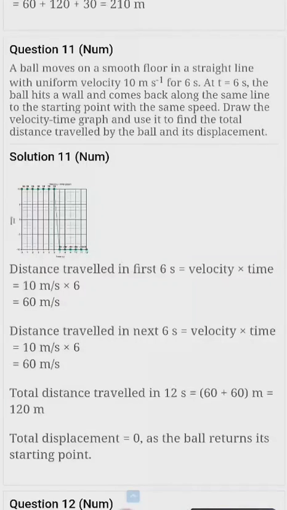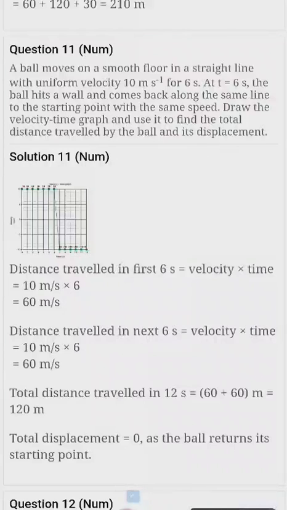A ball moves on a smooth floor in a straight line with uniform velocity 10 meter per second for 6 seconds. So imagine a ball is rolling in front of you for 6 seconds with a speed of 10 meter per second. After 6 seconds, the ball hits the wall and comes back along the same line to a starting point with the same velocity. Means the ball is going, it is hitting the wall and it is coming back with the same velocity. So if it takes 6 seconds to go, it will take 6 seconds to come.